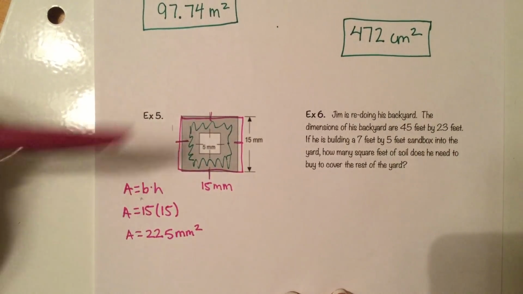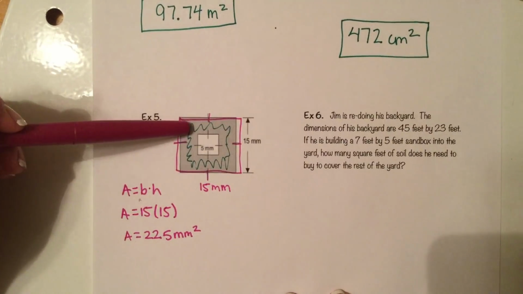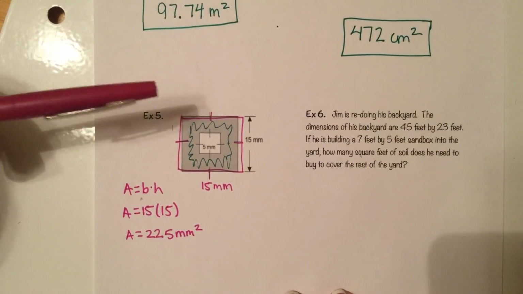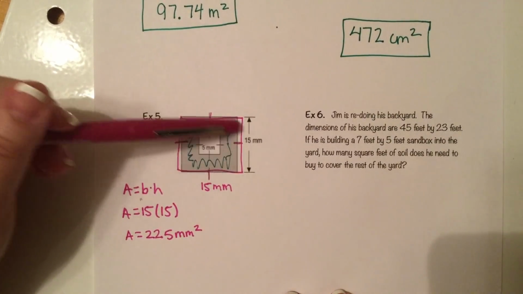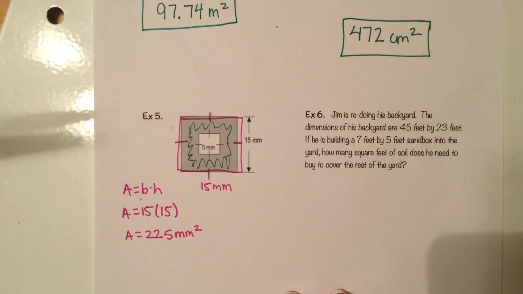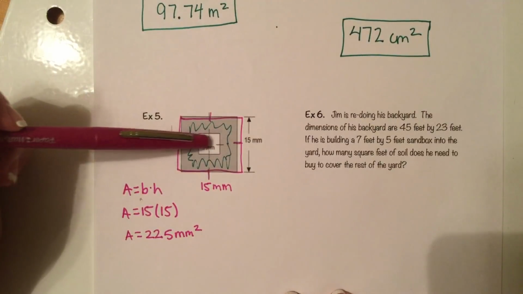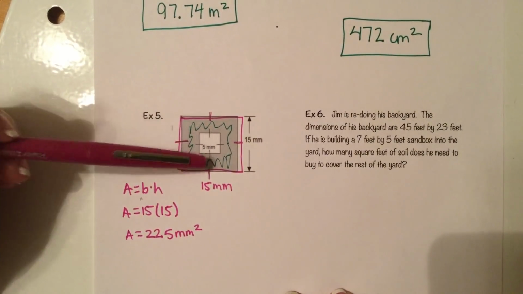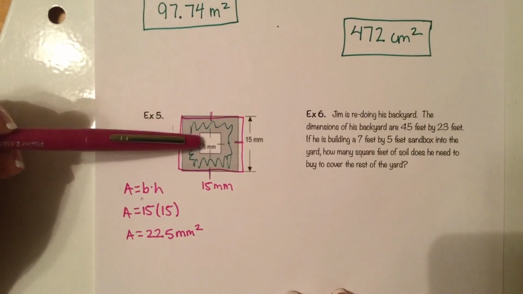Okay, now I'm not done yet because remember that this whole outside square is not what I'm trying to find the area of. I'm just trying to find the area of the gray ring, okay? Which means that the easiest way to do this is to find this total area and then to subtract the tiny area of the square in the middle.